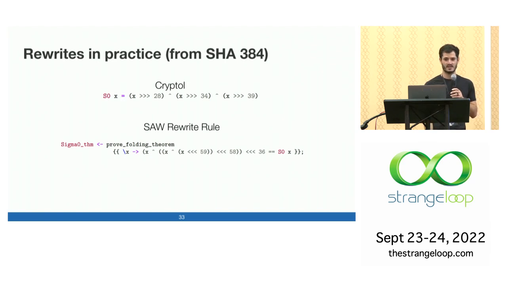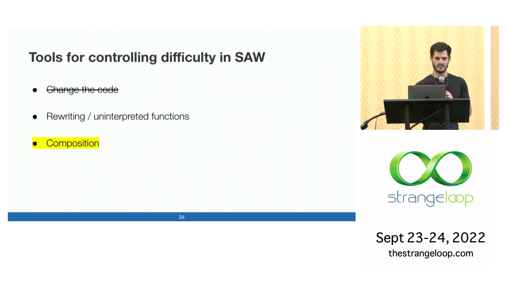So in the case of this S0, we wrote a bunch of rules that allowed us to turn this bigger, complicated thing back into S0 and then hide it away within S0. So this was this process of rewriting and uninterpreting. And for a lot of our proofs, this was one of the main tools that we had to use.